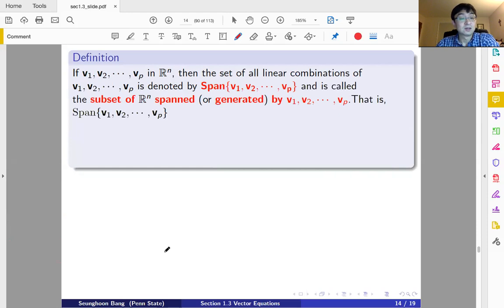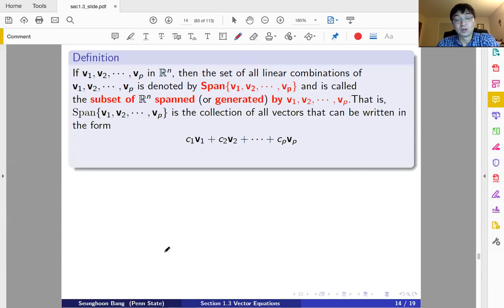So what's that? The span v1, v2, vp is the collection of all vectors that can be written in the form c1 v1 plus c2 v2 plus till cp vp. The c1, c2, till cp are the scalars, like real numbers. Sometimes a complex number, they're like scalars. This is the whole idea.